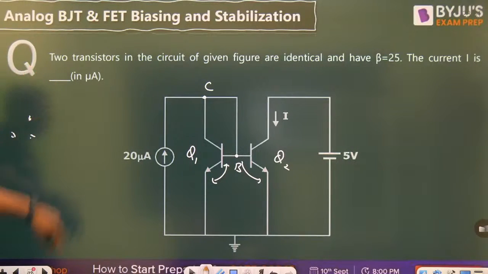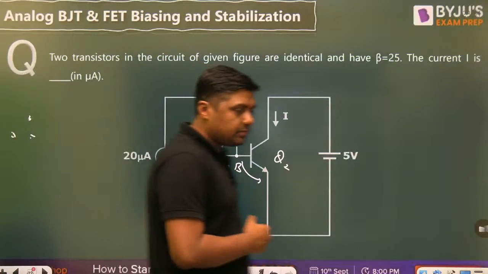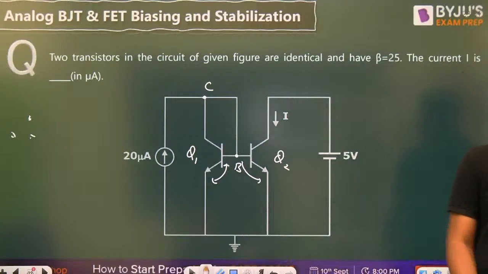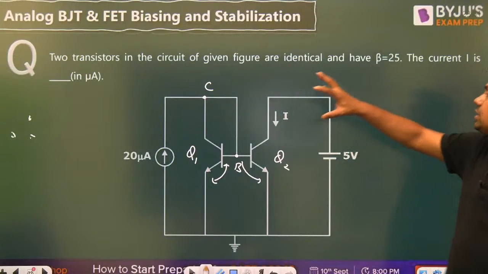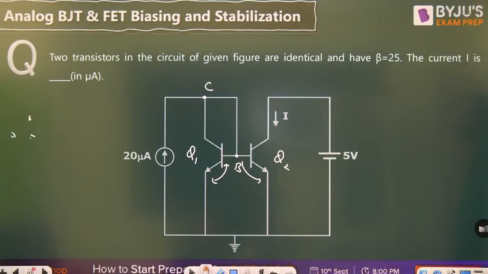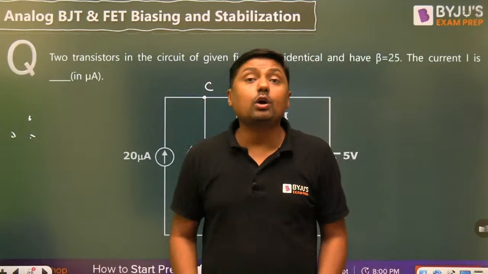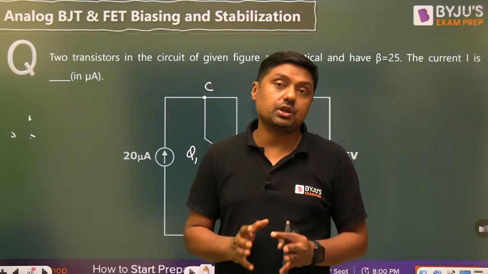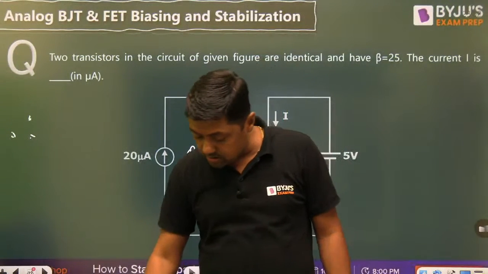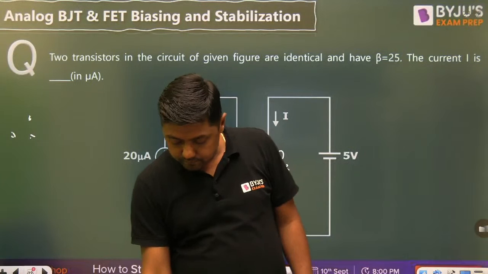Please read the question carefully. What is the condition for the current mirror circuit? What is the answer, everyone? What is the value of I? It is a numerical answer type question. No negative marking. You can give the answer. We have the negative marking in what? MCQ only. Multiple choice question only. Give me the answer. What is the answer? Tell me.